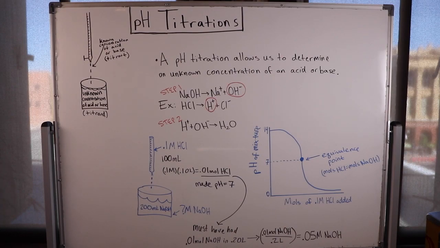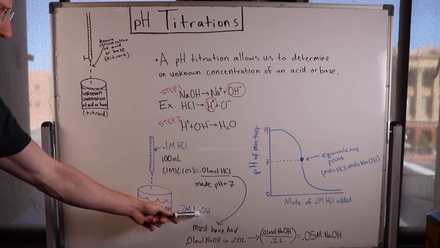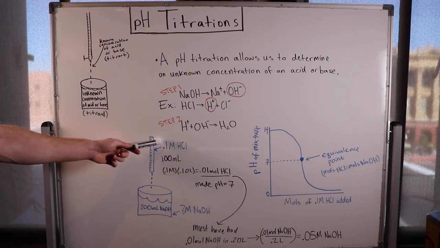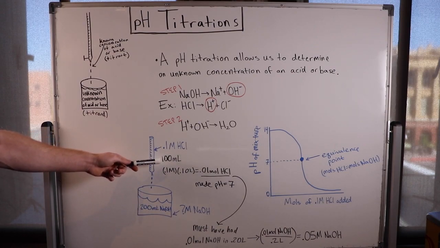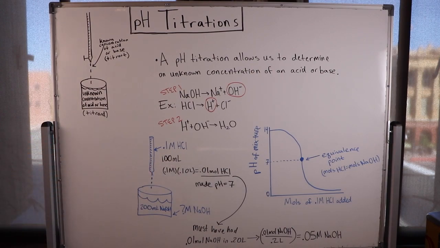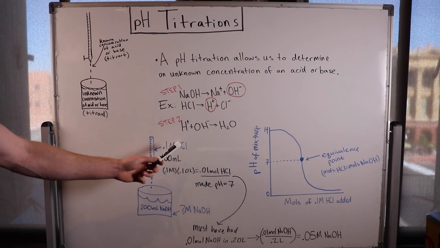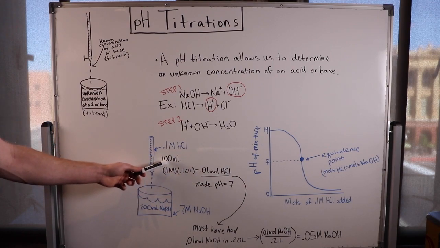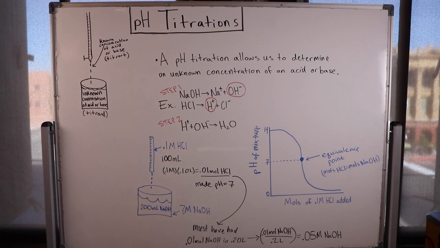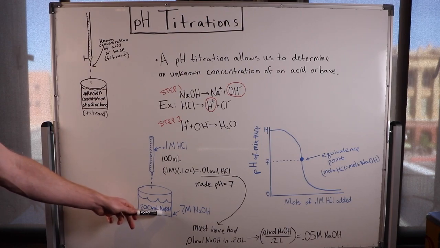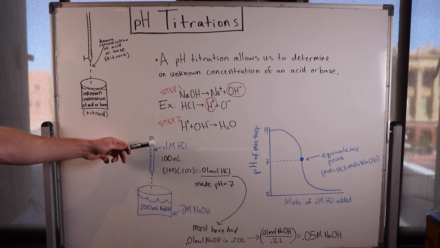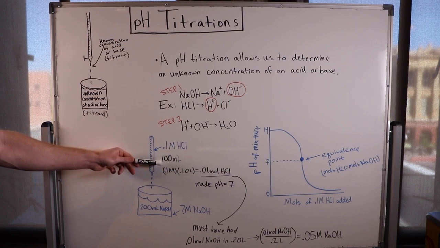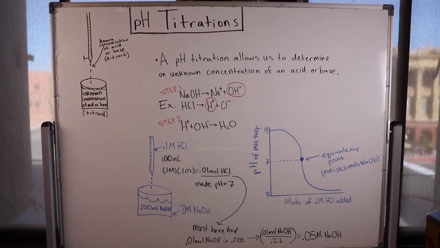But here's the thing. We don't know the concentration of NaOH, but we do know the concentration of HCl. So if we add in a specified amount of HCl, we can actually back calculate and figure out, if we can make the pH 7 with a certain volume, what the concentration of the NaOH solution must have been. So let me show you how you do this. So again, I said I had 200 milliliters of an unknown concentration of NaOH, and I'm going to add in 100 milliliters of 0.1 molar HCl.